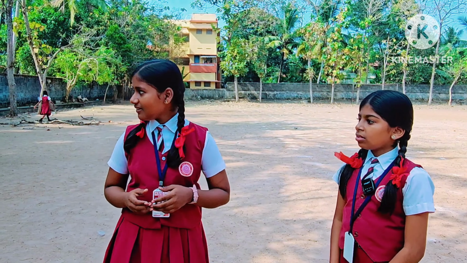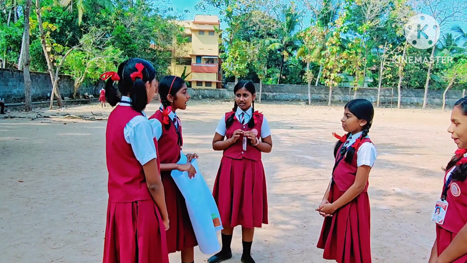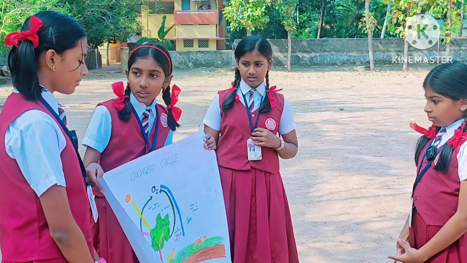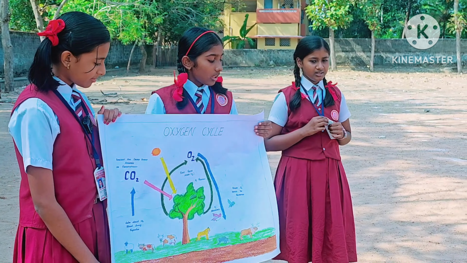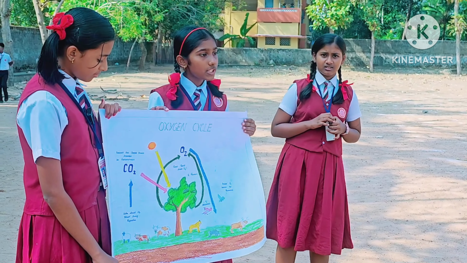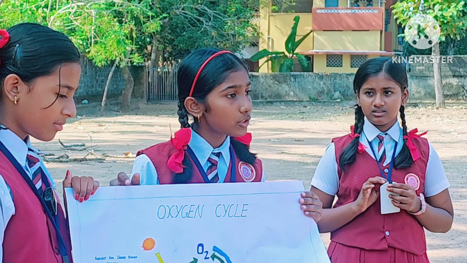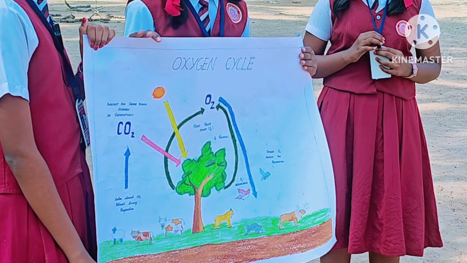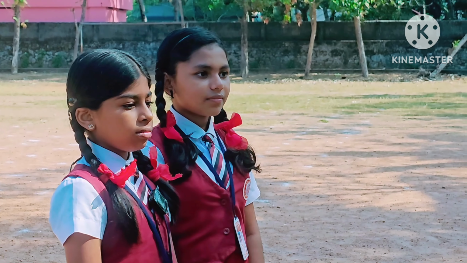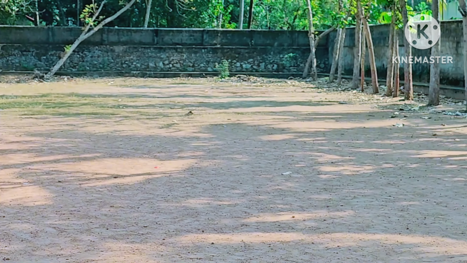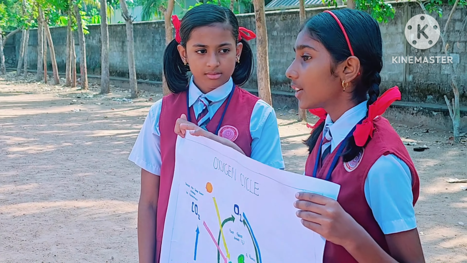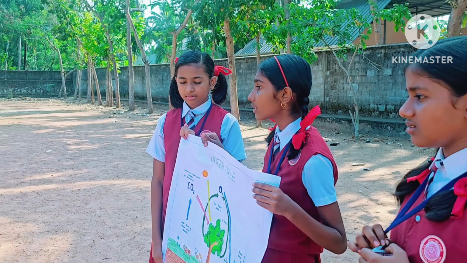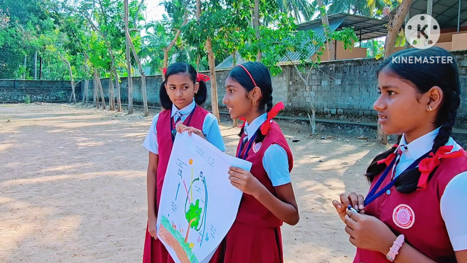Now, our friend Alia will explain with a diagram. I will explain this with the help of this diagram. The levels of carbon dioxide and oxygen in the atmosphere are managed by a natural balance where plants absorb carbon dioxide through photosynthesis and release oxygen, while animals and humans breathe in oxygen and exhale carbon dioxide, creating a cycle that maintains relatively stable levels of both gases. I hope you understand this.